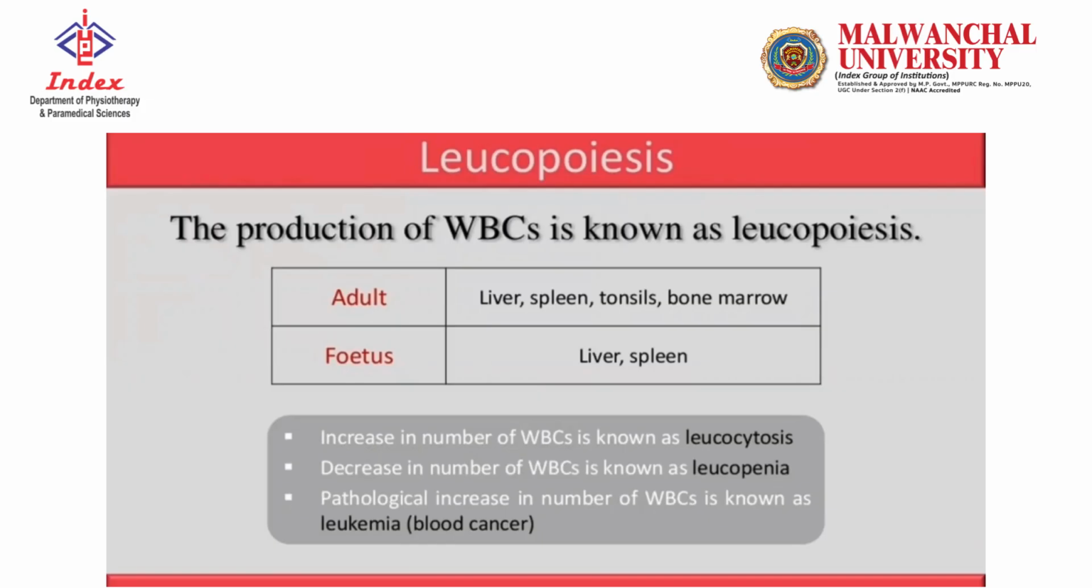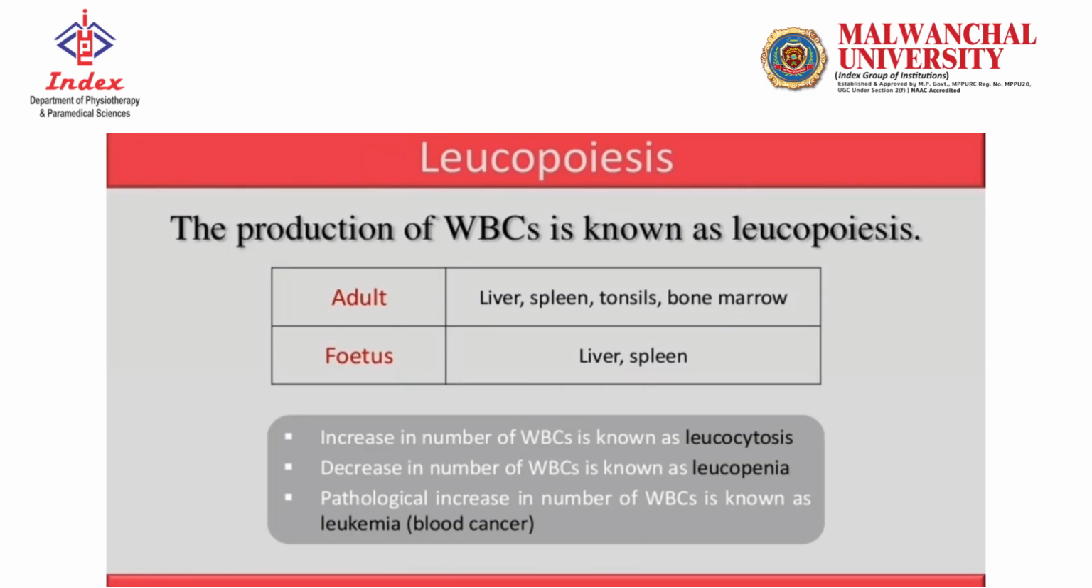Sites of formation of WBC: in adults, the liver, spleen, tonsils, and bone marrow; in the fetus, the liver and spleen. An increase in the number of WBC is known as leukocytosis, and a decrease in the number of WBCs is known as leukopenia.